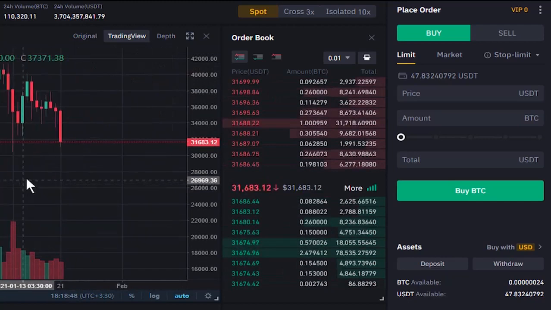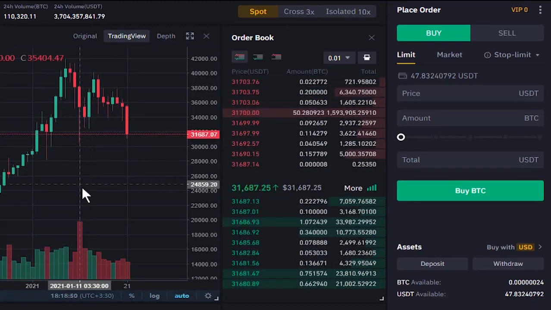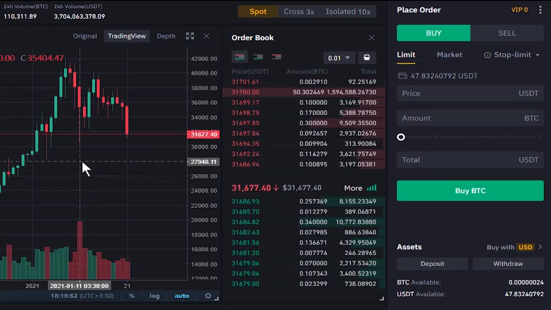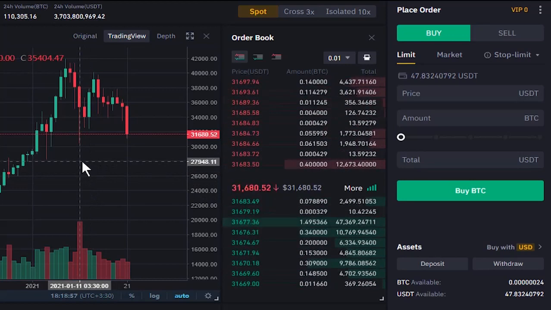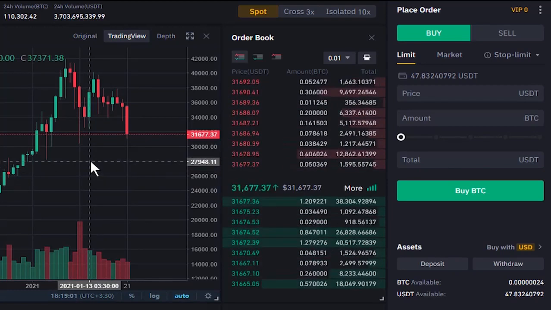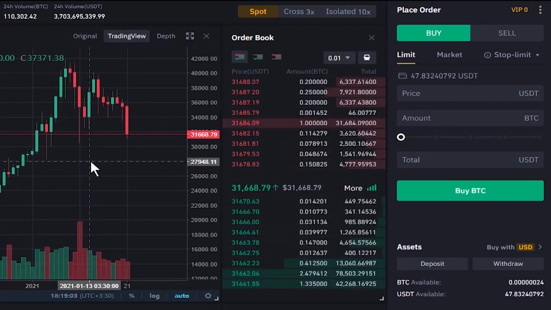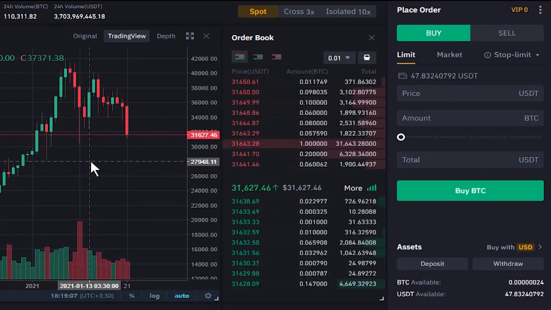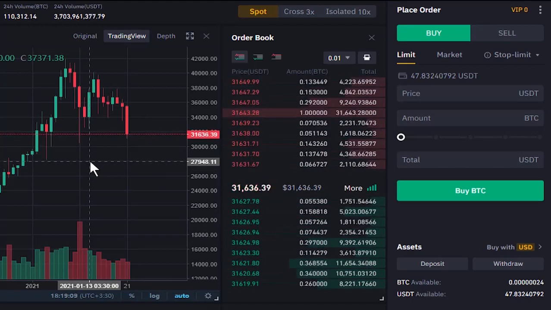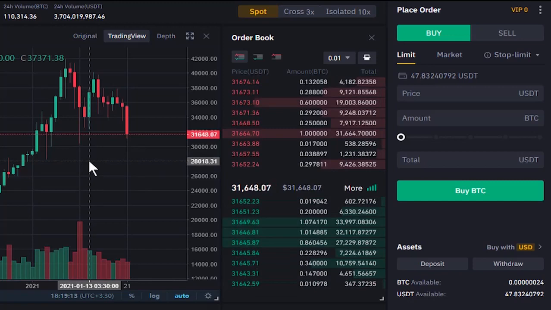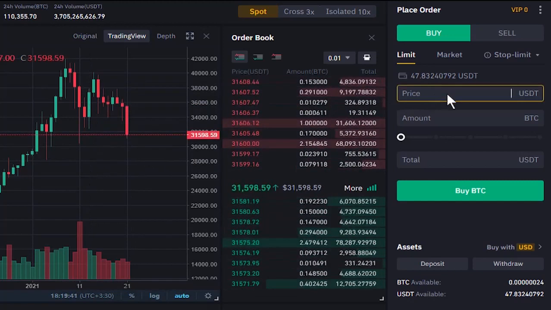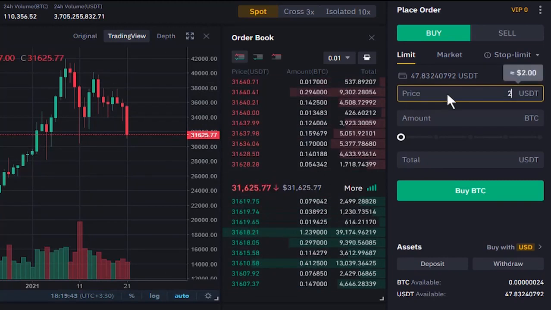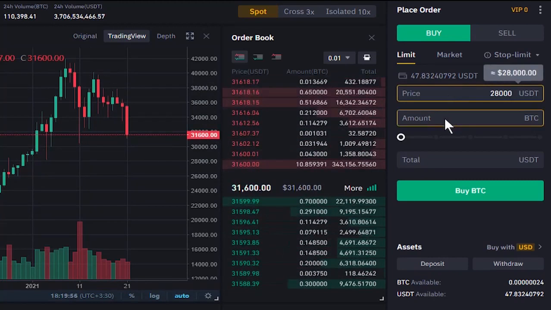Consider that you have analyzed the chart and you think that 28,000 is a significant support level, for example, and you think that the price will fall to this level, and this price is a good opportunity to buy Bitcoin. So you can place a limit order, so your buy order will be executed at your limit price or a better price.